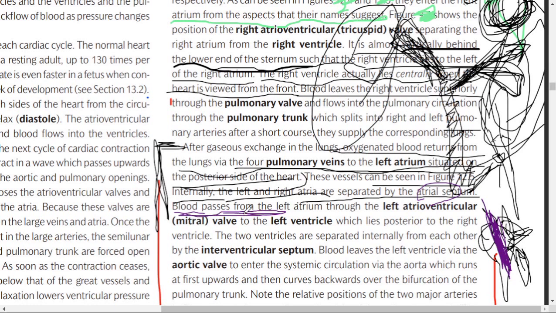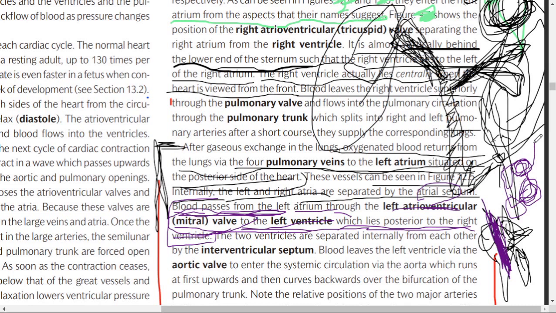Blood passes from the left atrium through the left atrioventricular mitral valve to the left ventricle, which lies posterior to the right ventricle. And of course, the mitral valve is a tricuspid valve. Here there is passing from the atria to the left ventricle, oxygenated blood of course, which lies posterior to the right ventricle. And if we can imagine a 3D image of the heart, we can see this is anterior, and this is the posterior ventricle. Or we can see this is posterior, and this is the anterior ventricle.